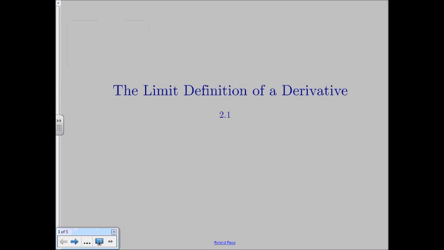Hi, so today we're going to talk about what the limit definition of a derivative is. We're going to actually start getting into real calculus and talking about derivatives and all that fun stuff, the basis of what the rest of your calculus class is going to be about. Okay, so let's get started.